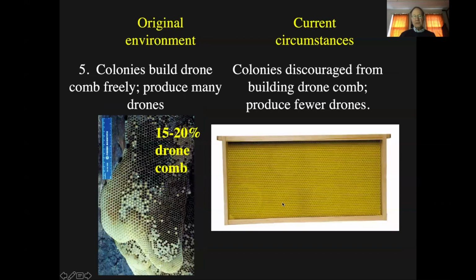Another contrast is that in the wild, colonies build drone comb freely. In wild nests that I've dissected, it was in the range of 15 to 20% of the comb area that was devoted to drone comb. In our managed colonies, we generally discourage bees from building drone comb, though some beekeepers are putting in a frame with drone foundation or just no foundation to help colonies produce drones. But in general, under beekeeping management, colonies are discouraged from producing drones. One consequence is that managed colonies with good genetics don't share their genes as effectively as they would if they had drone comb, as in the wild.